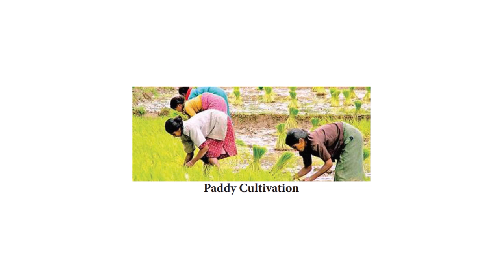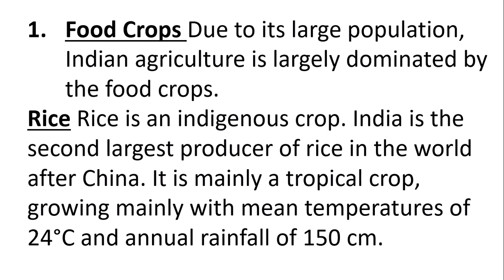As you all know, the staple food of South India is rice. India is the second largest producer of rice in the world after China. The temperature needed is just 24 degrees Celsius, and the annual rainfall needed for the growth of rice is 150 centimeters.